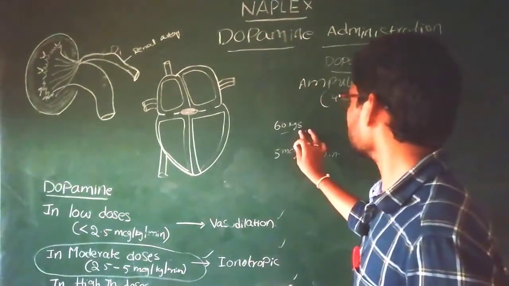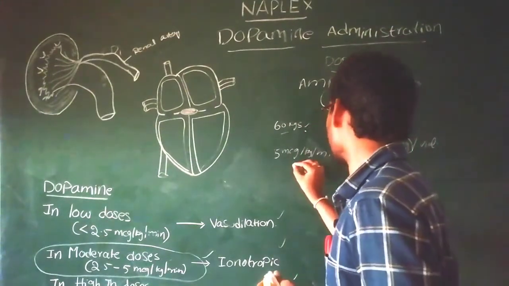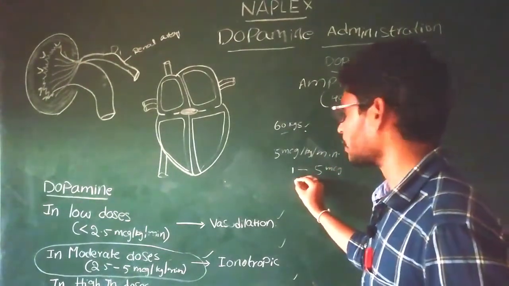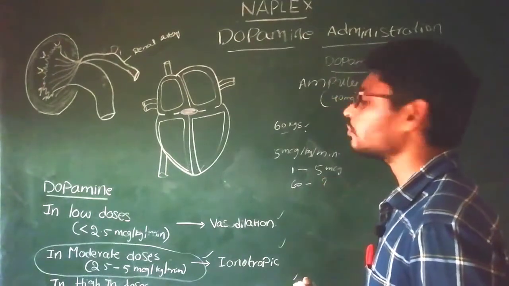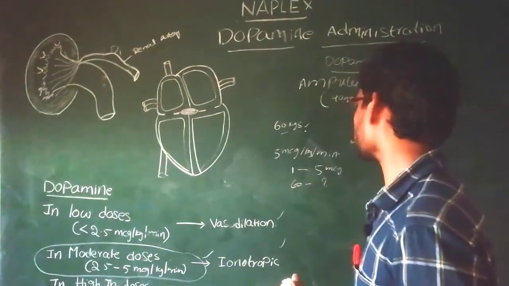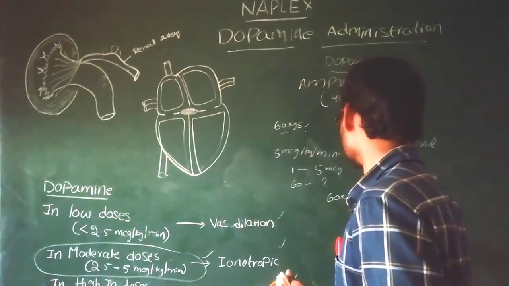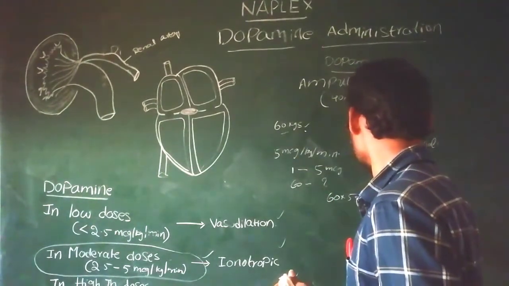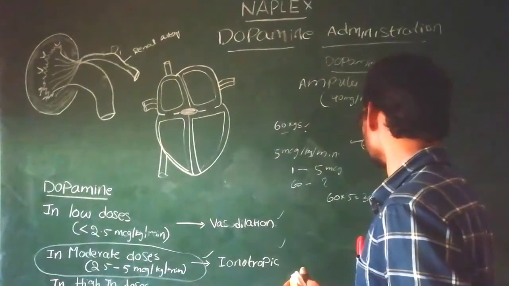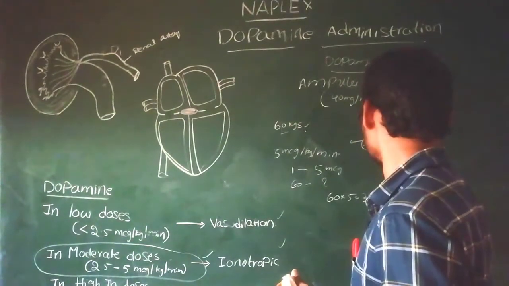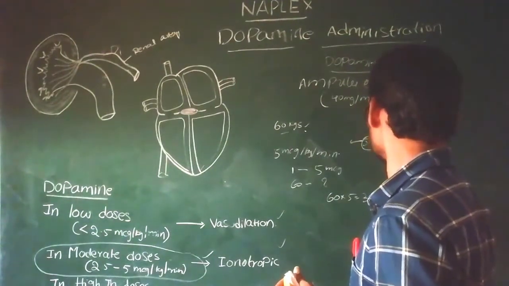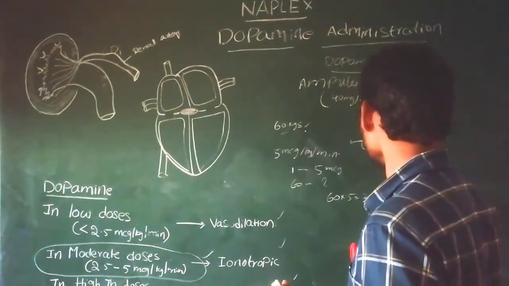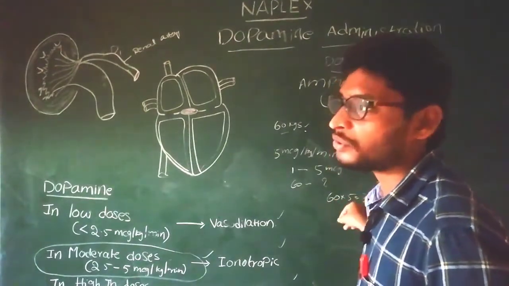The patient has a weight of 60 kgs. For 1 kg we have to administer 5 micrograms, so for 60 kgs the amount of dopamine needed is 60 into 5, a total of about 300 micrograms per minute. So this is the per minute dose of dopamine.